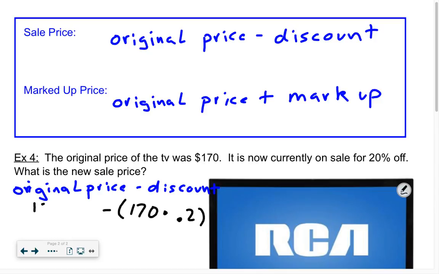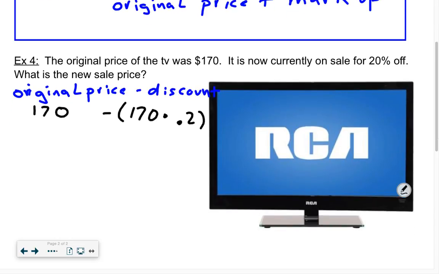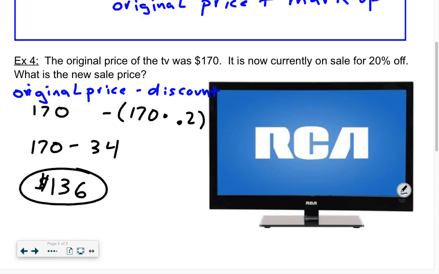Original price that we started with was 170. 170 times 0.2. The discount was 34. Take that off of the original, 136. Does it seem reasonable or logical that it should be that one? Absolutely. 20% off, okay, take off a little bit, not a lot, but 136 is definitely better than 170.